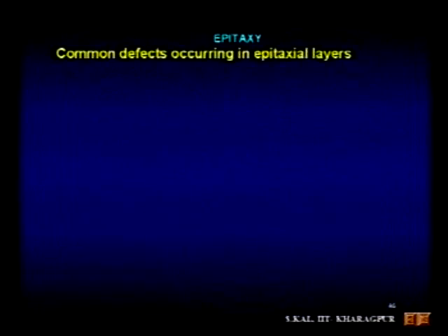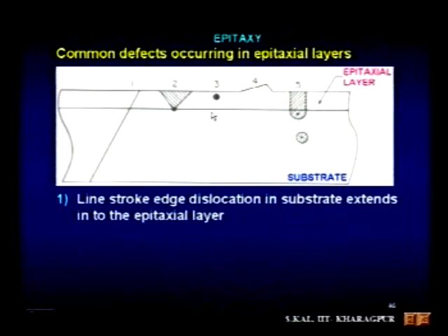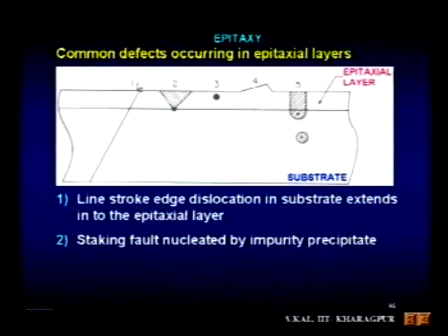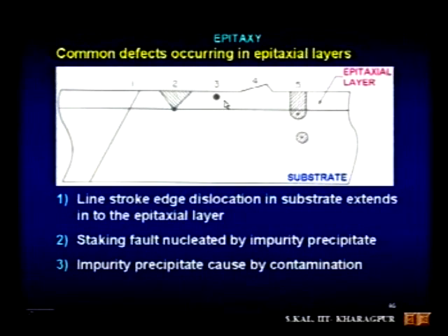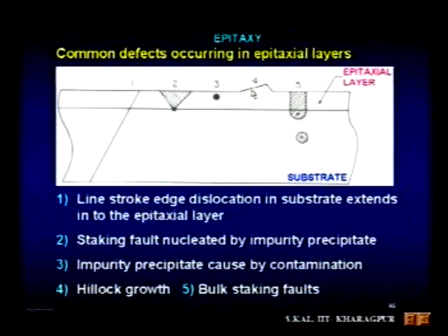Okay. Now, here a picture of some of the defects which we mentioned just now is shown. The one is a line stroke that is known as edge dislocation in substrate which extends into the epitaxial layer. Second one, stacking fault nucleated by impurity precipitate. Third one, impurity precipitate caused by contamination. Fourth is a hillock growth. You see here the tripyramidal defect or hillock, as it is known. Fifth is a bulk stacking fault. Okay. So these are all defects.